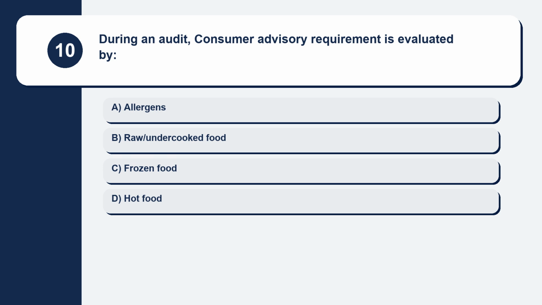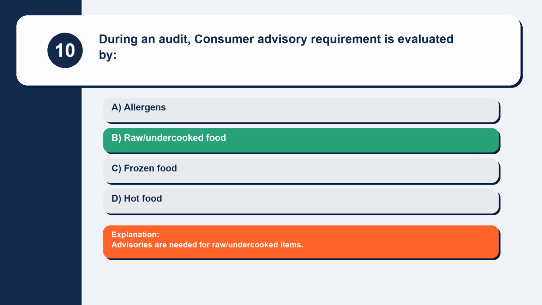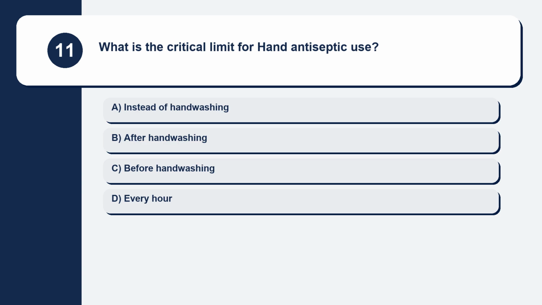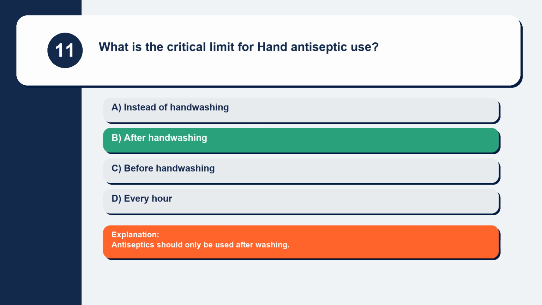Question 10. During an audit, consumer advisory requirement is evaluated by allergens, raw/undercooked food, frozen food, hot food. Advisories are needed for raw/undercooked items. Question 11. What is the critical limit for hand antiseptic use? Instead of hand washing, after hand washing, before hand washing, every hour. Antiseptics should only be used after washing.